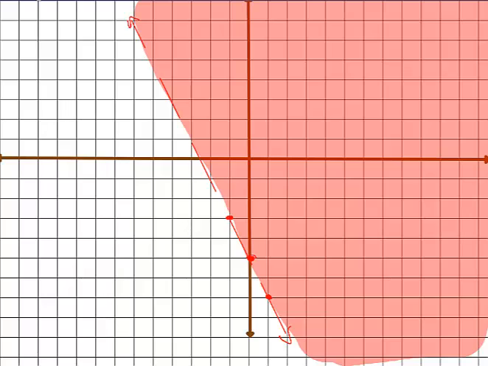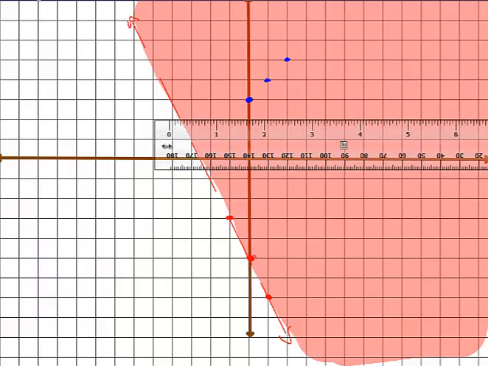Okay. For the second line, what was the B? 3. Okay, so I go up to 3, and I put a point. What was the M? 1 over 1. So I go up 1 over 1. Up 1 over 1, right? Again, solid or dashed line? Solid. All right.